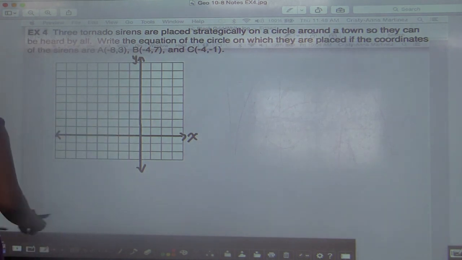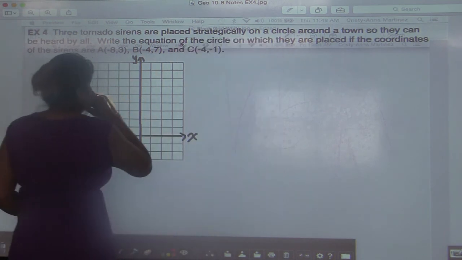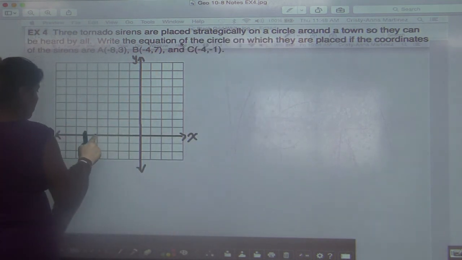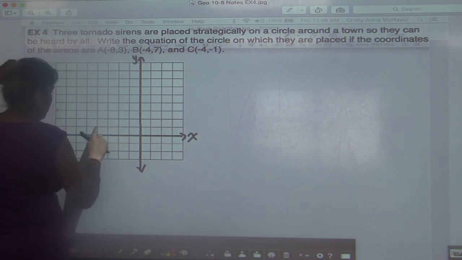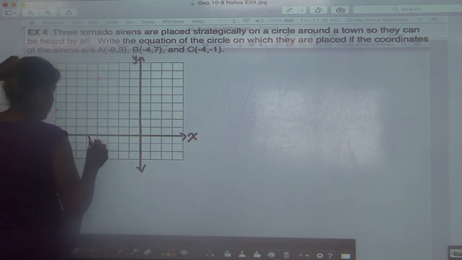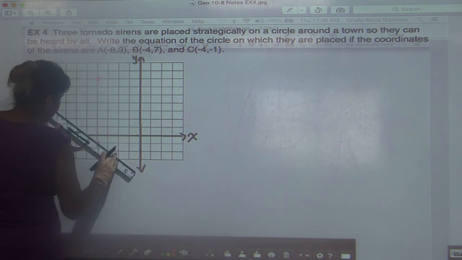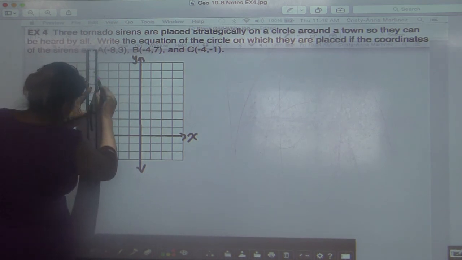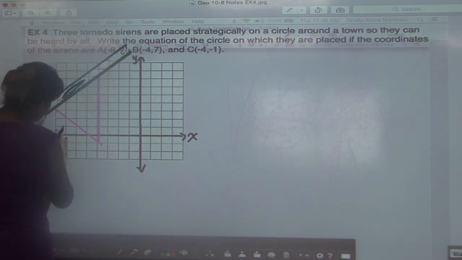So anyway, now we're going to plot our points. We have -8, 3, so 1, 2, 3, 4, 5, 6, 7, 8, and 3, 1, 2, 3 is up here. Then we have -4, 7, 1, 2, 3, 4, 1, 2, 3, 4, 5, 6, 7. And then we have -4, -1, which is down here. So we get this nice little triangle going, just like so.